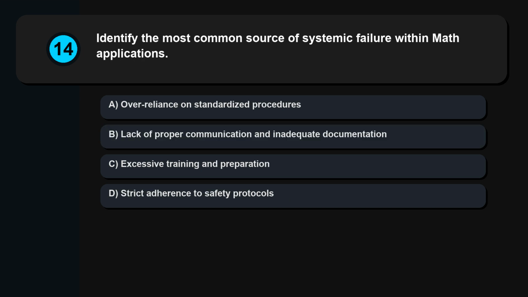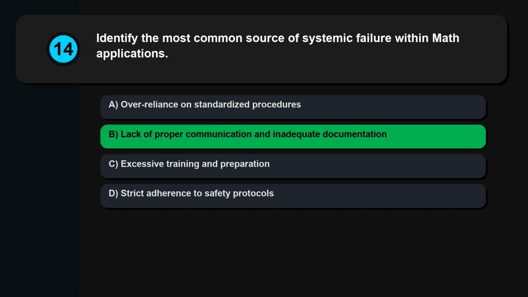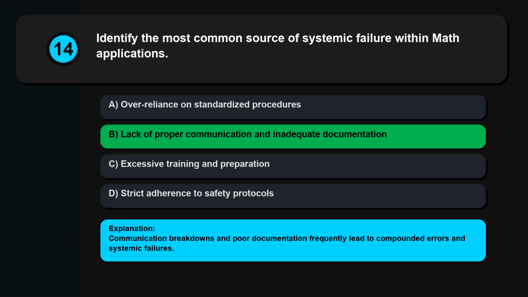Question 14. Identify the most common source of systemic failure within math applications. Over-reliance on standardized procedures, lack of proper communication and inadequate documentation, excessive training and preparation, strict adherence to safety protocols. Communication breakdowns and poor documentation frequently lead to compounded errors and systemic failures.